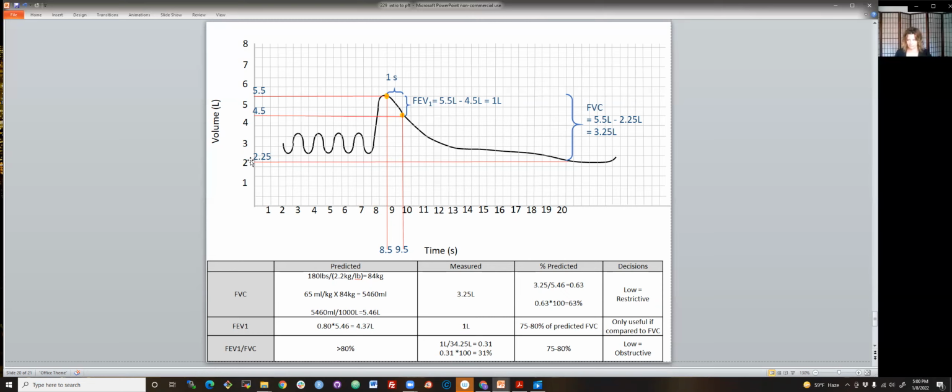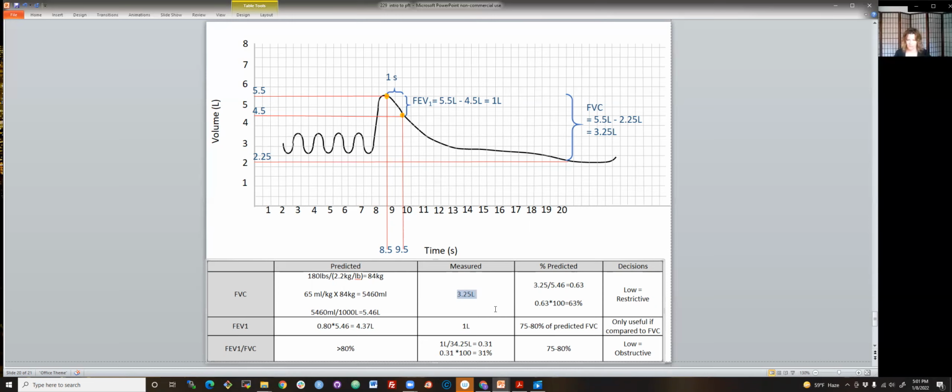These are in liters. So your forced vital capacity is 5.5 minus 2.25. That gives you the volume in this area, which equals 3.25 liters. So you put that here as the measured, all right? So let's see how this pans out.